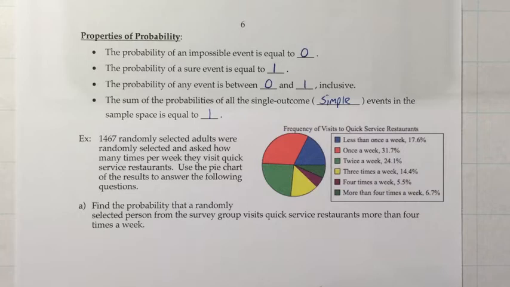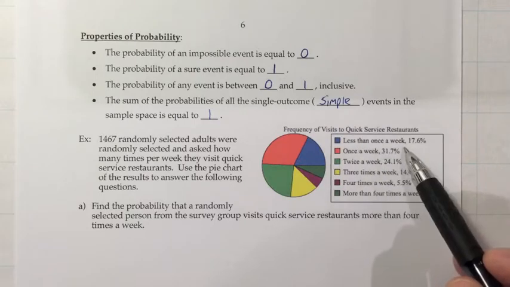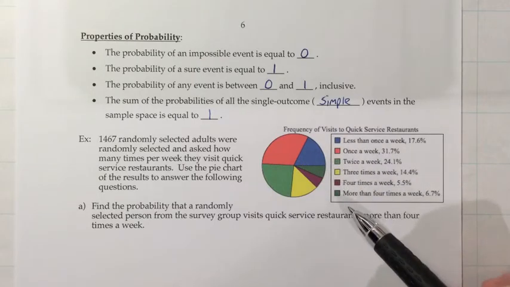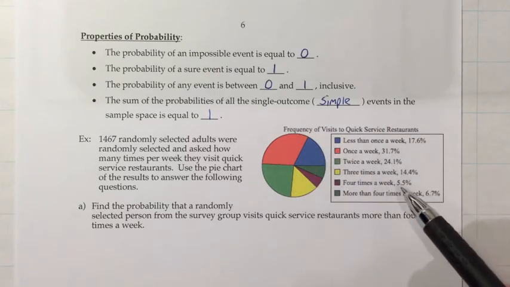1,467 randomly selected adults were asked how many times per week they visit quick service restaurants. Use the pie chart of the results to answer the following questions. So we have this pie chart. You can look at the colors to kind of match things up here. Less than once a week, 17.67%, is this blue wedge. And you could look at it just to make sure that they kind of match up. But we'll end up answering everything just from these percentages.